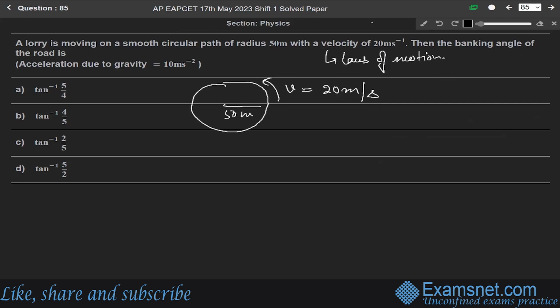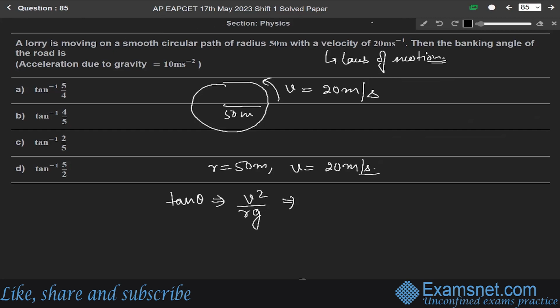Now we are given that a lorry is moving on a smooth circular path of radius 50 meter and velocity is given as 20 meter a second. So since radius is 50 meter and velocity is 20 meter per second, let us say if theta is the banking angle, then tan theta will be equal to, as we know from the theory part, tan theta is equal to v square over r into g.